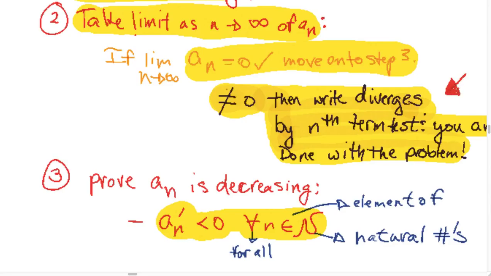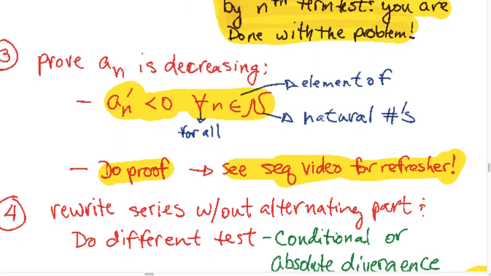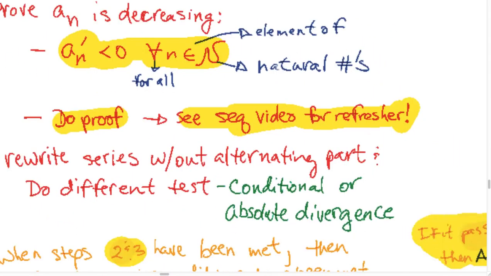That's why I tell people when you're doing the two conditions, go ahead and do the limit first, because you might not even have to prove it's decreasing. Okay, those are the two ways to prove that it's decreasing, either the derivative or the proof. You can watch a sequence video if you need a refresher.